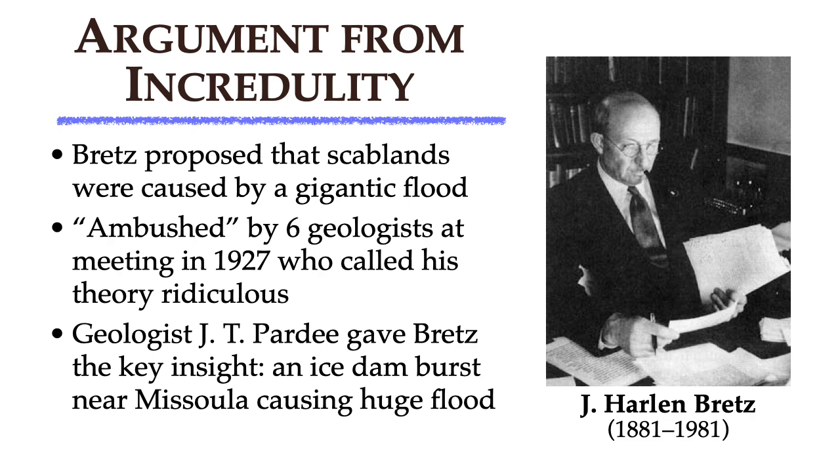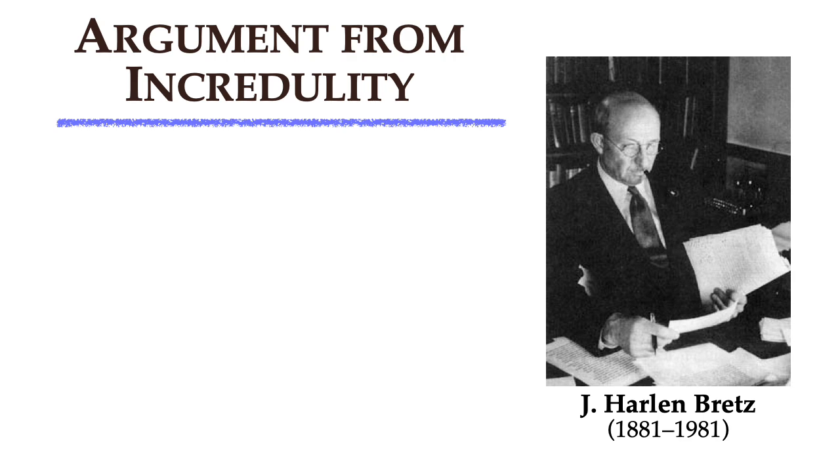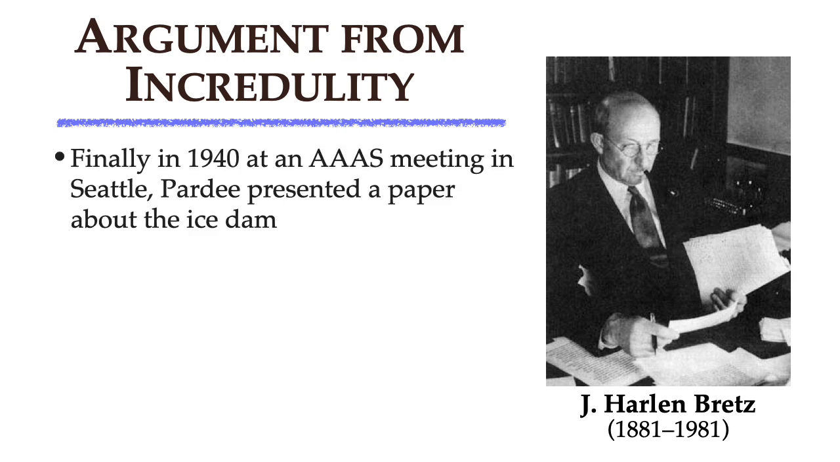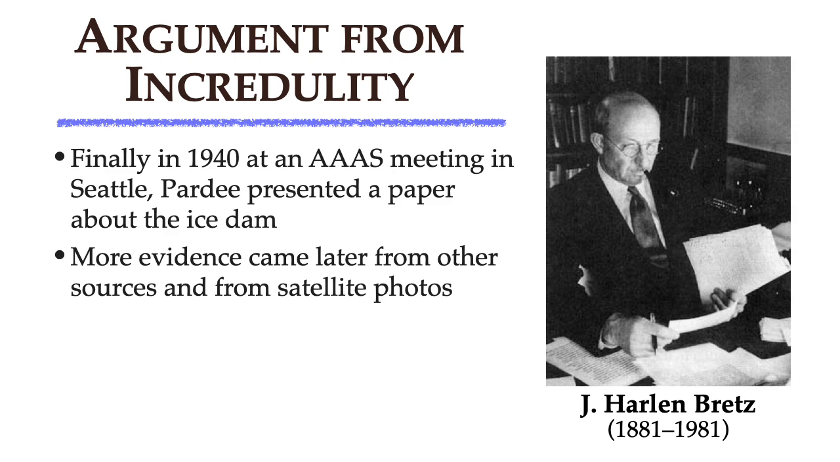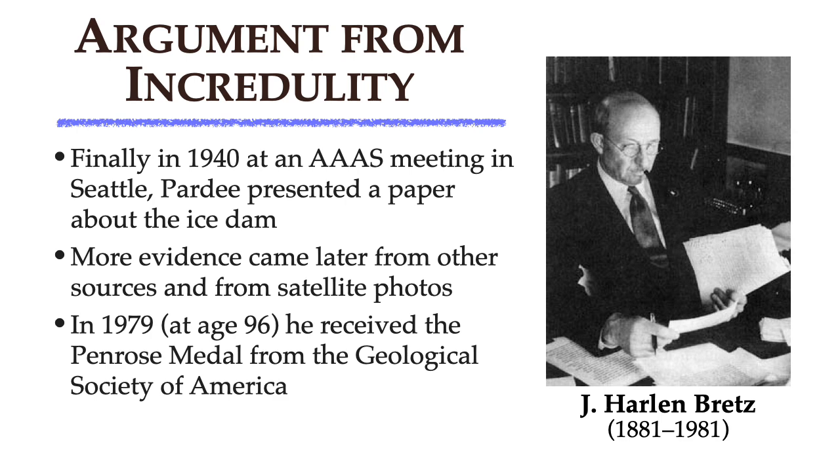But then another geologist, J.T. Pardee, gave Bretz the key insight. There was an ice dam that burst near Missoula, causing a huge flood. And finally, in 1940, it started out in 1927. In 1940, Pardee presented a paper about this ice dam, and then more evidence came later from satellite photos and that kind of thing. And in 1979, at age 96, he received the Penrose Medal from the Geological Society of America.